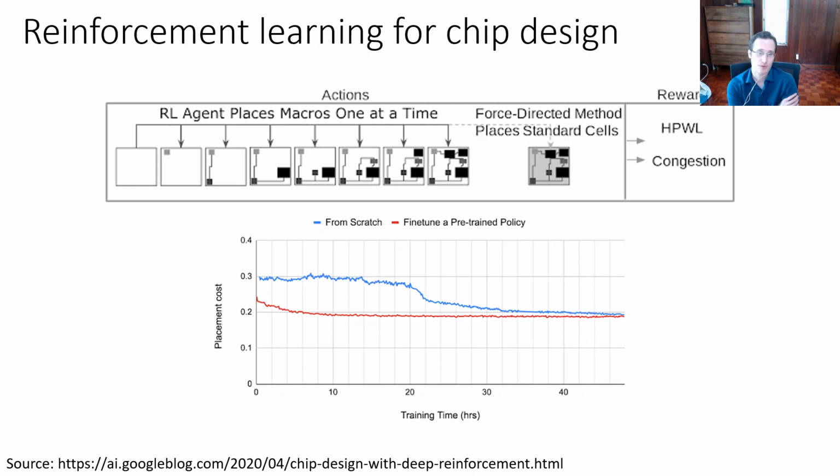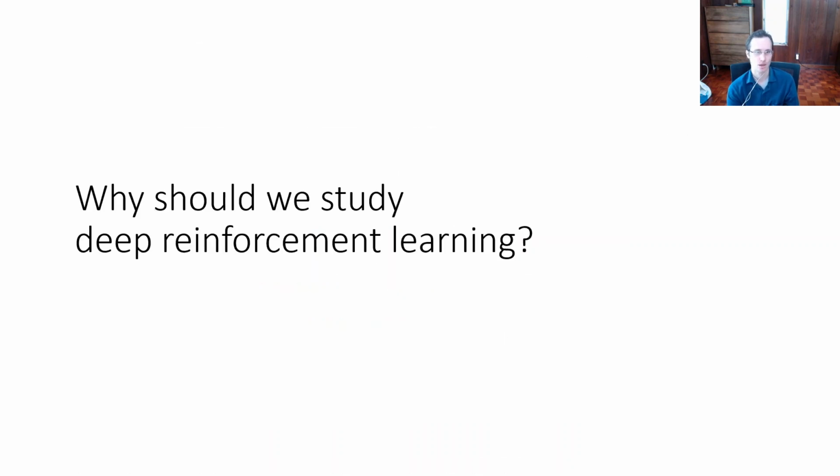Reinforcement learning can also be used for other things. This is an example on chip design, where the actions correspond to placement of chip parts for layout, and the reward has to do with various chip design parameters, like the cost or the congestion or latency of the chip. So reinforcement learning can actually be applied quite broadly. So I'll pause here, and in the next section I'll discuss why we should study deep RL today.